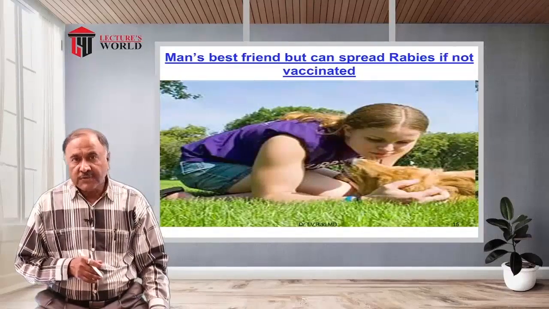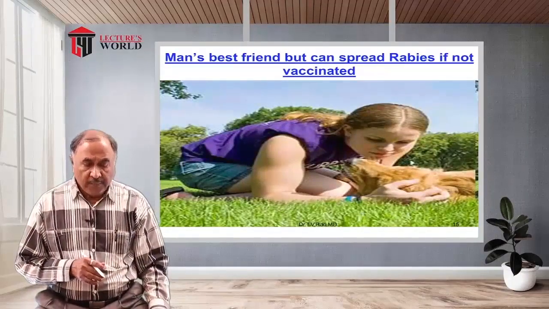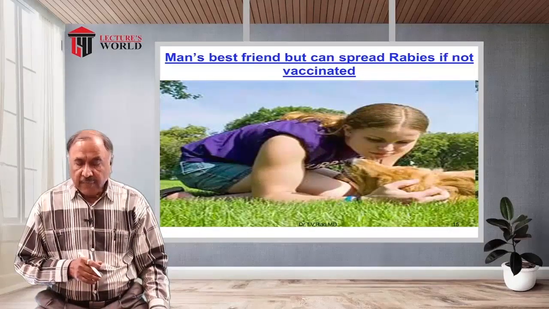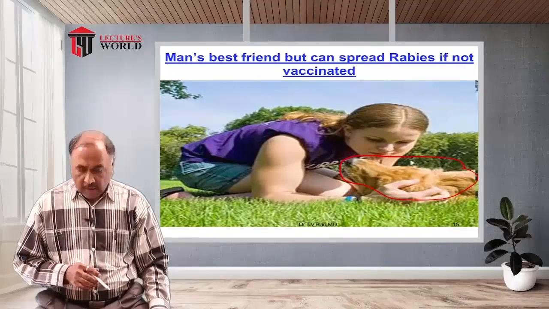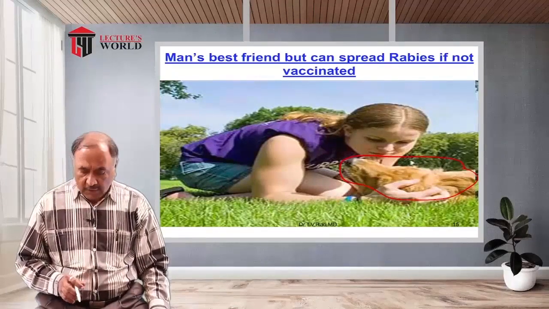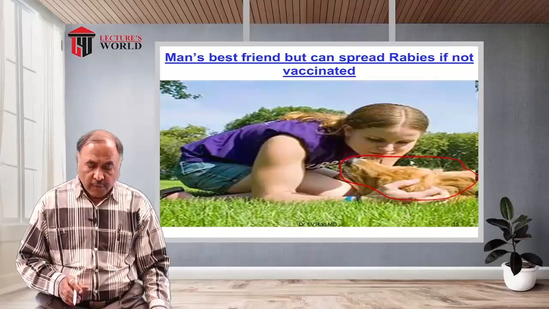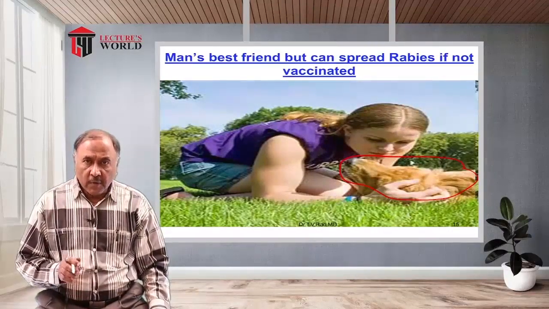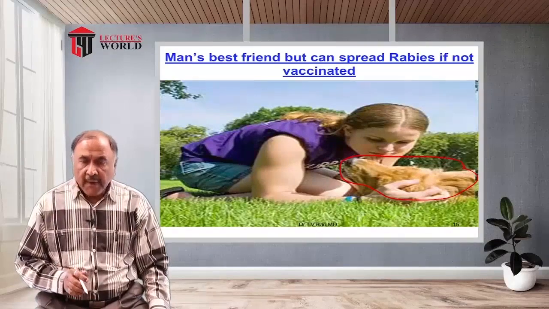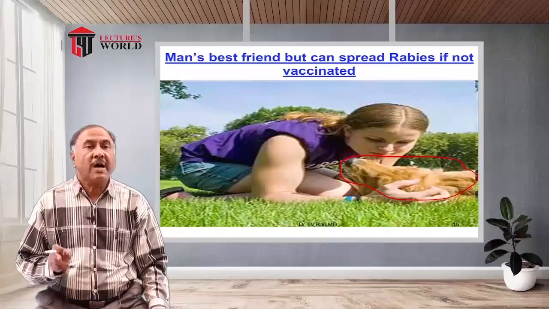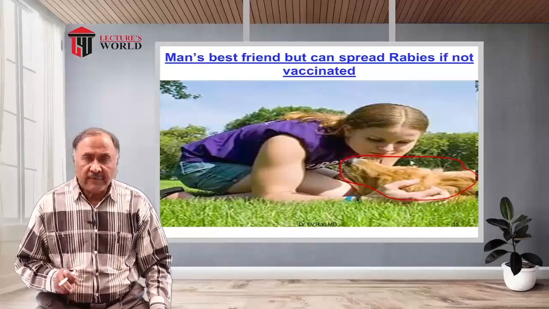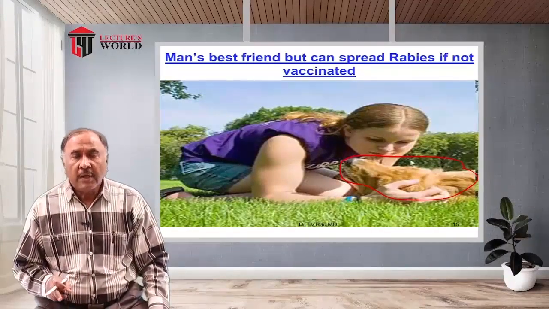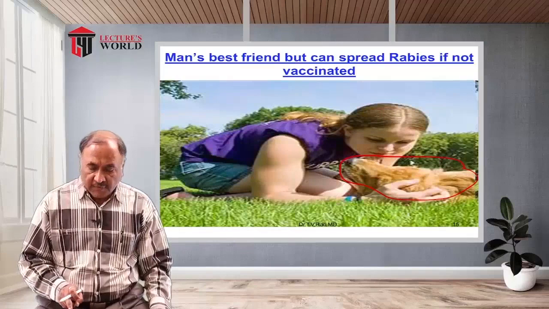Now, this is a caution which is shown by a one-line message: man's best friend. Here there is a photograph of a girl who is playing with a dog. So dogs, to convey the meaning, are basically man's best friend, but they can spread rabies if these animals are not vaccinated. So remember, domestic pets have to be vaccinated against rabies.